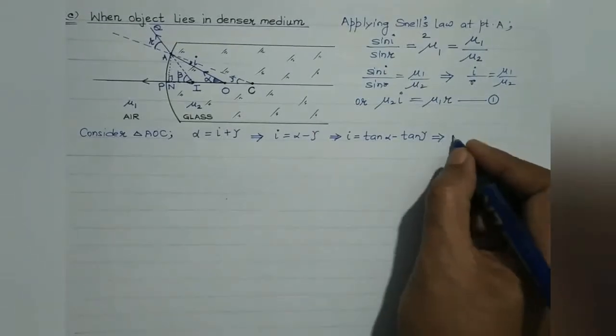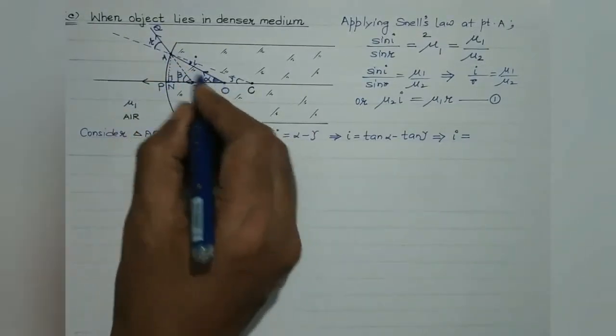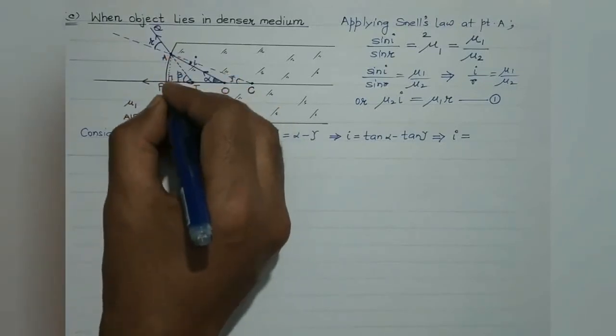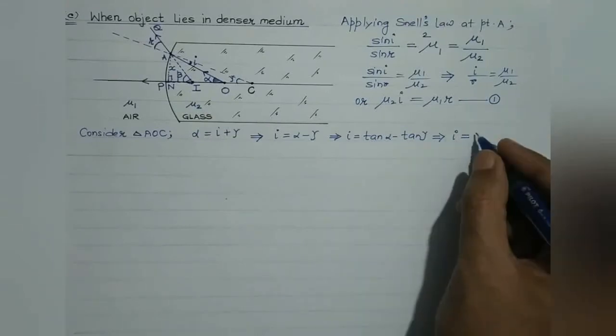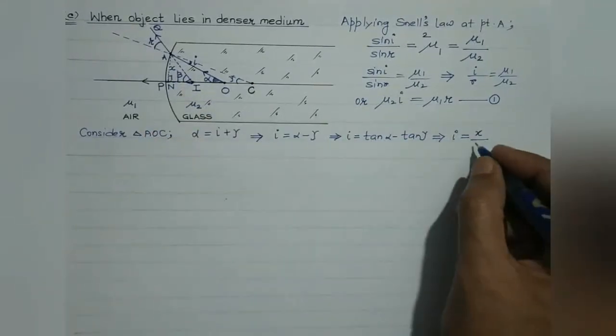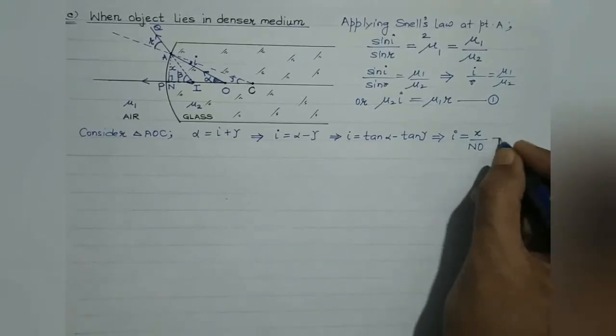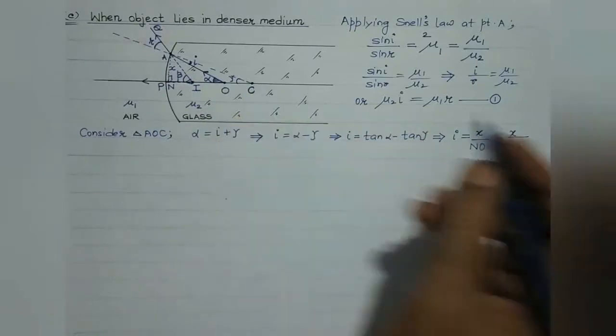So it further implies that i is equal to tan alpha. For that, you need to consider this right angle triangle, and suppose this perpendicular AN is equal to x. So tan alpha is perpendicular by base. Tan alpha, base is NO. Minus tan gamma is again perpendicular by base. Base is NC.